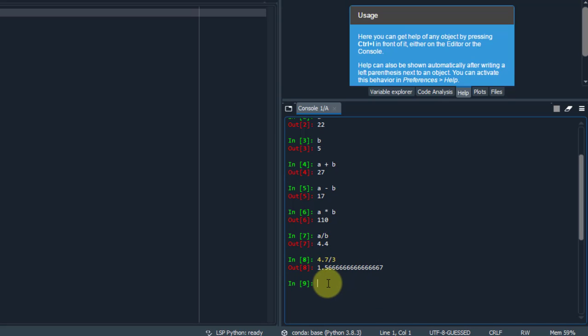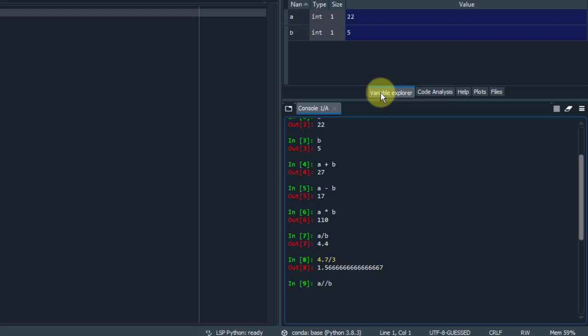Now for the floor division, okay, we have a and b. So a is 22 if you remember, and b is 5. Okay, it shows there. So if we do the floor division, we're going to get 4.